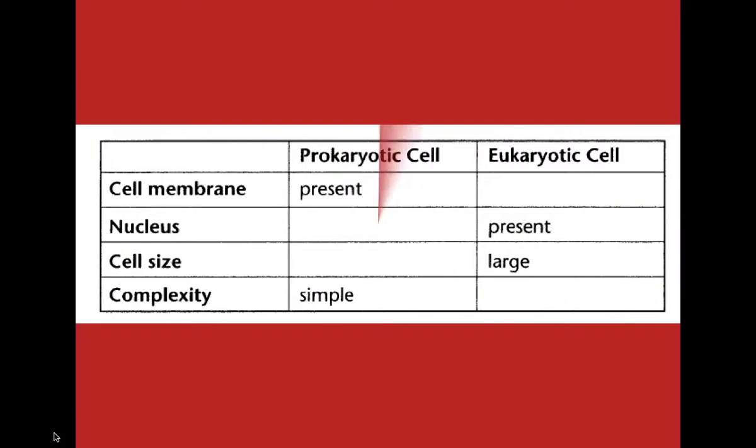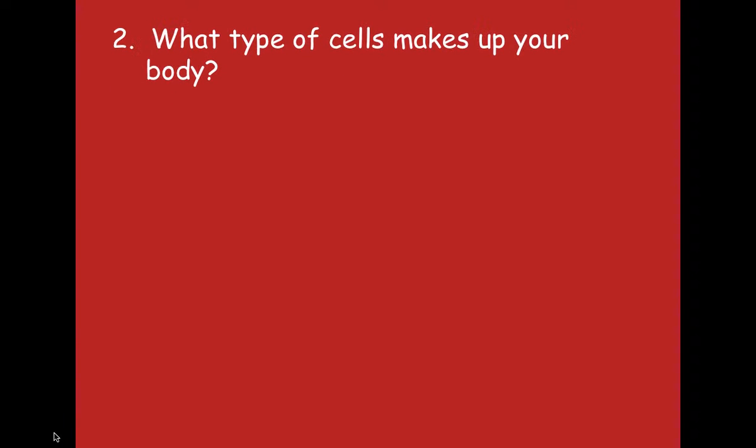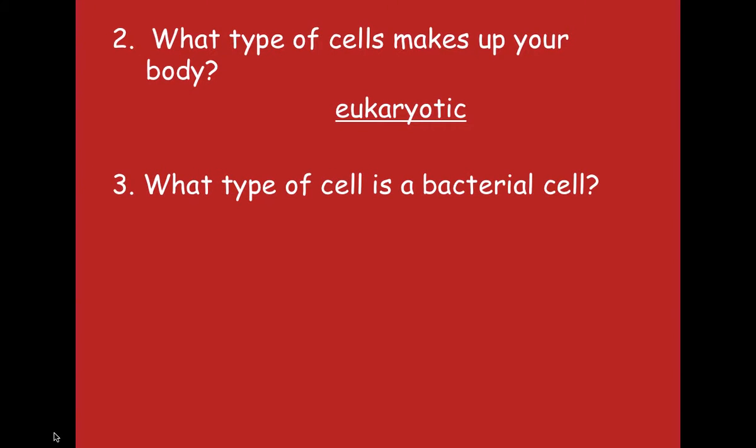All right, the two questions down at the bottom will wrap things up with this short section. What type of cells make up your body? Those would be eukaryotic cells, because you are an animal and all of your cells have a nucleus. What type of cell is a bacterial cell? And that is a prokaryotic cell.